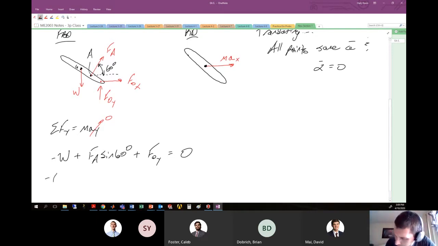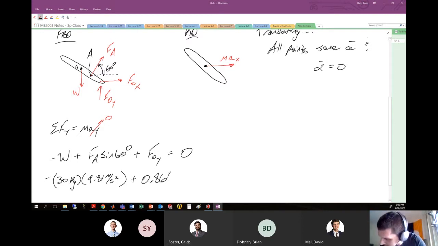All right. So let's go ahead and plug some numbers in here. So the weight is the mass times gravity. This bar has a mass of 30 kilograms times gravity, 9.81 meters per second squared, plus sine of 60 is fractional, or if you want a decimal here, 0.866. You know, us engineers, we like 3 decimals. That's good enough for us. 0.866 times the force at A. And then this will also be plus FOY equal to 0.